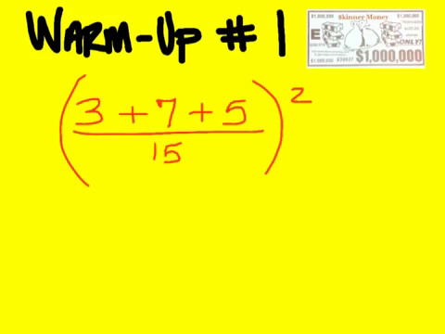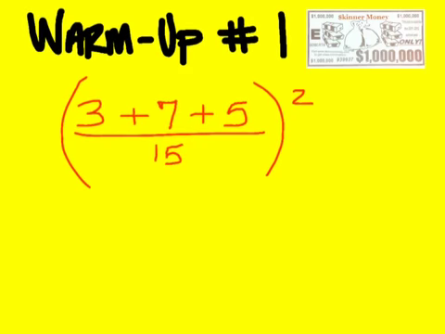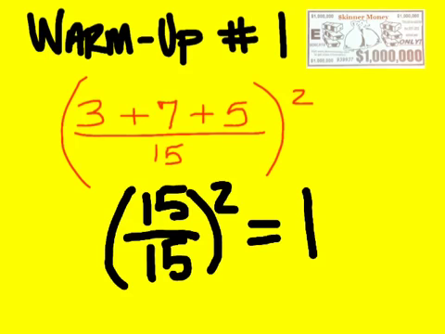Okay, I think everyone got this right. 3 plus 7 is 10, plus 5 is 15, over 15. 15 over 15 is just 1, and 1 squared is 1.